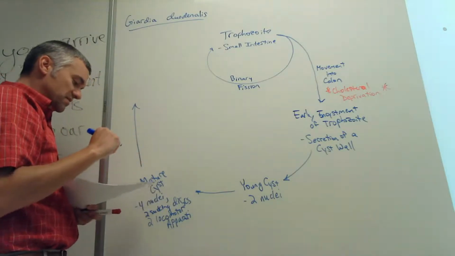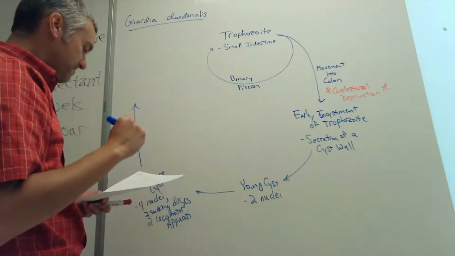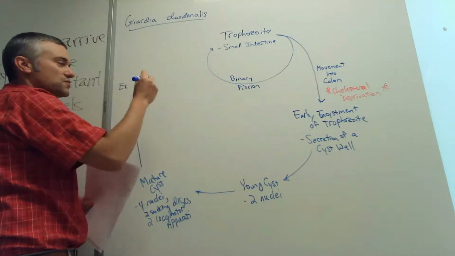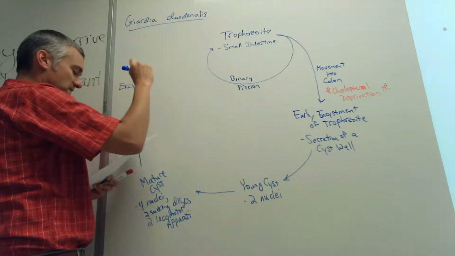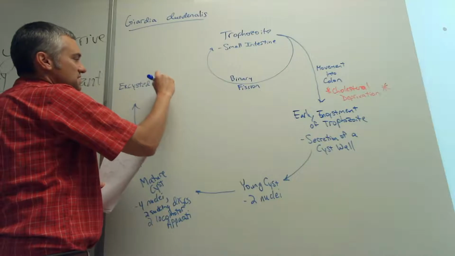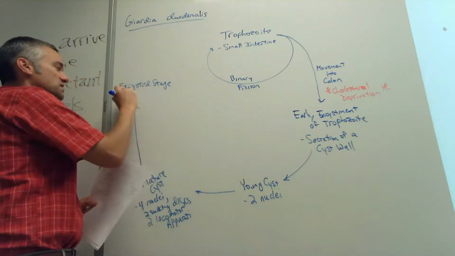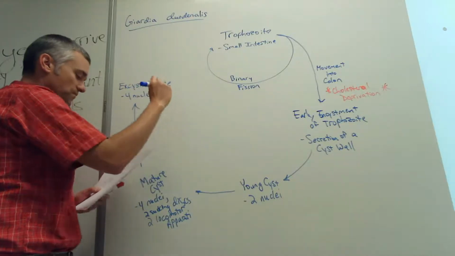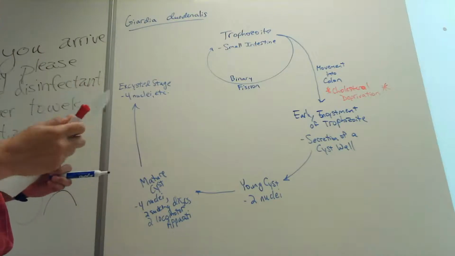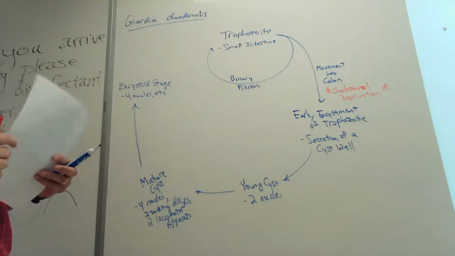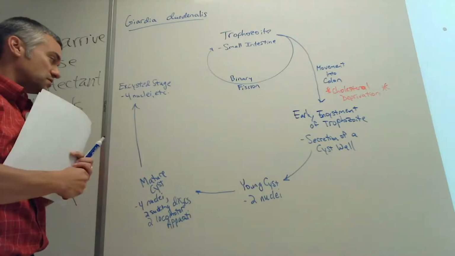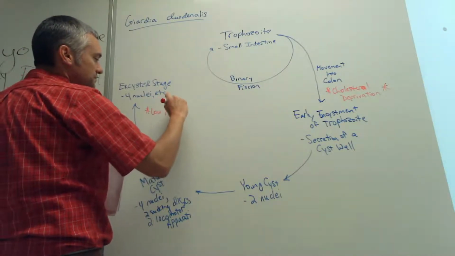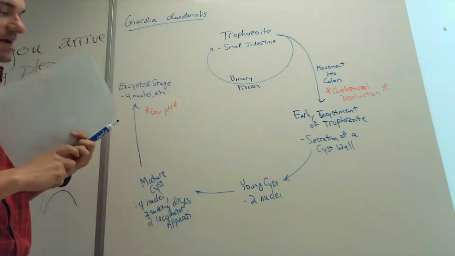The mature cyst then gets consumed by our host, right? And the cyst is going to excyst, or the trophozoite is going to excyst. I'm just going to say excysted stage, because at this stage, we still have our 4 nuclei, etc. Now, what triggers this excystation? The low pH of the stomach. That's how it knows it made it into its host. So that's our trigger to excyst.